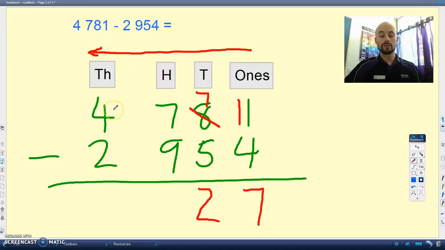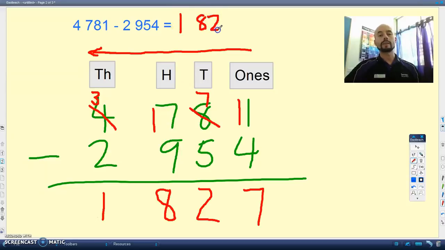I've got to go next door. Knock, knock, knock. Can I borrow some sugar? I've got to borrow from this house. Cross it out. This is now a 3. And the one that I've borrowed comes on over and it's worth 10 hundreds. Alright, so now I've got the number 17 take away 9. 17 count back 9. Well, 17 count back 10 would be 7. So 1 less than that would be 8. There we go. 3 count back 2. 1. So there's my answer, 1,827.